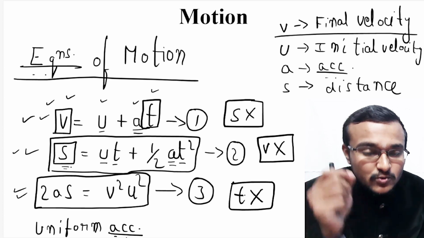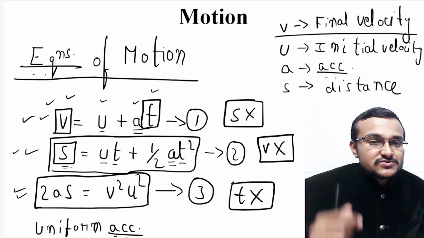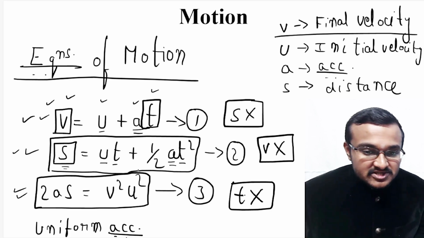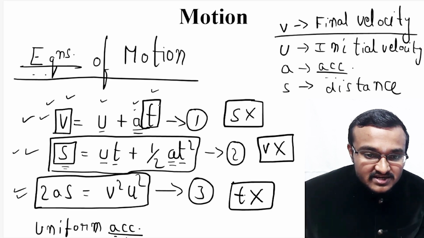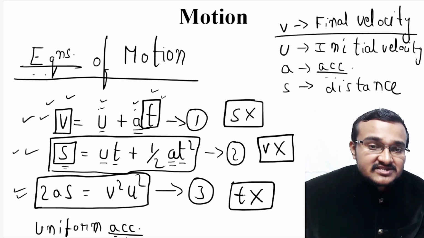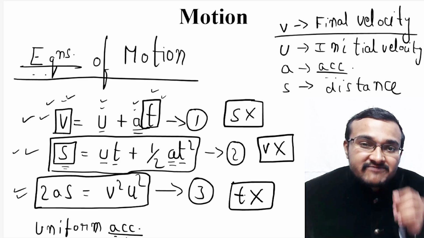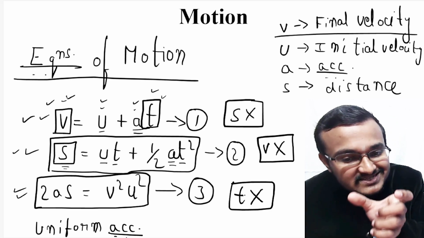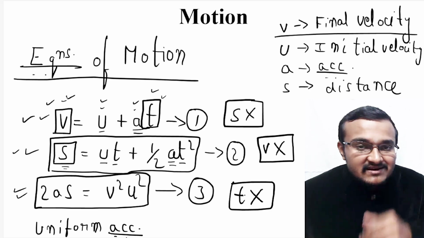So because you don't know what the distance is, you cannot use the second equation. But in the first equation, apart from this acceleration, you know the time, you know the initial velocity, and you also know the final velocity. So easily you can use equation 1 and calculate the acceleration.